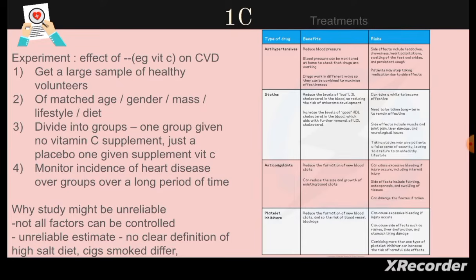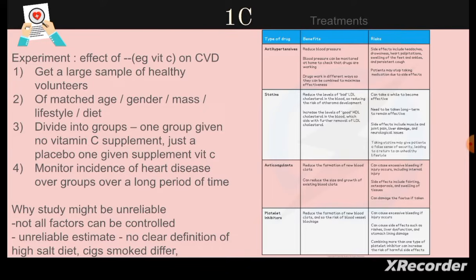Okay, if you want to plan an experiment on the effect of a risk factor on CVD, like vitamin C, you have to get a large sample of healthy volunteers. Why does it have to be a large sample? For reliability and repeatability. Why do the individuals have to be healthy? For validity. Because if the individuals already have cardiovascular disease or are at high risk of cardiovascular disease, then it's too late to see if this factor will increase the risk or not.